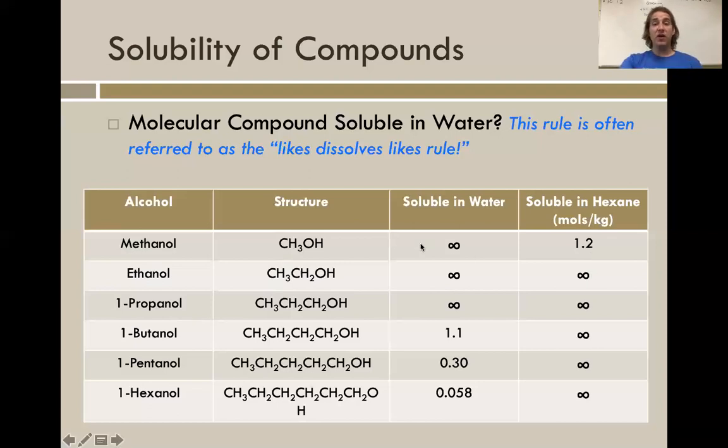If we look all the way down here at this last example, this hexanol, we've got this super long non-polar chain with just this little bitty alcohol group at the end, the polar end. It still dissolves into water, but very, very poorly. As we increase the non-polar end of the molecule, it becomes less and less soluble in the polar water.